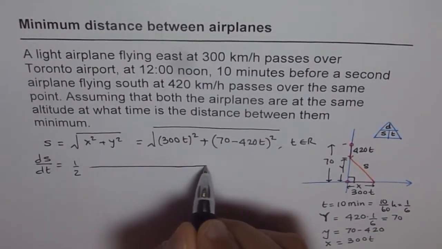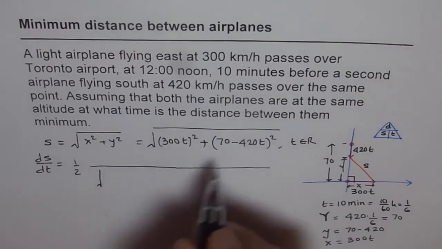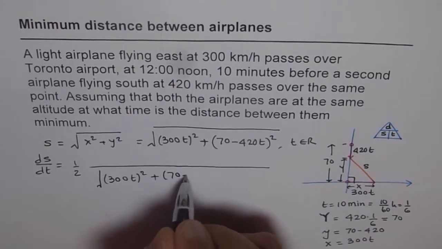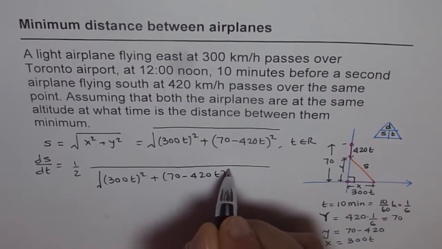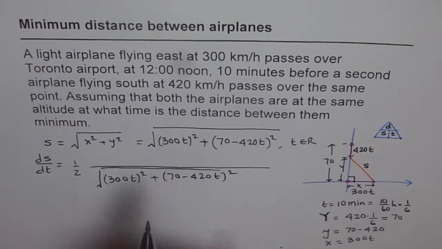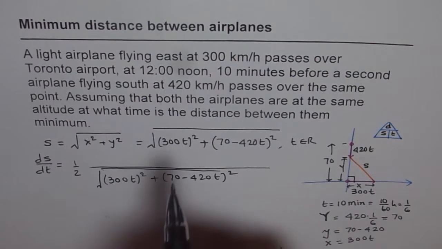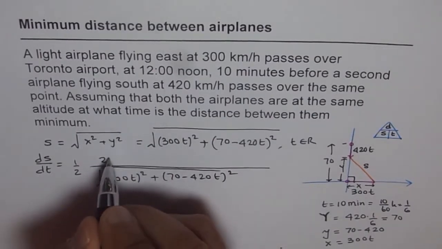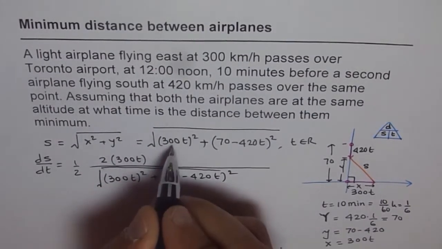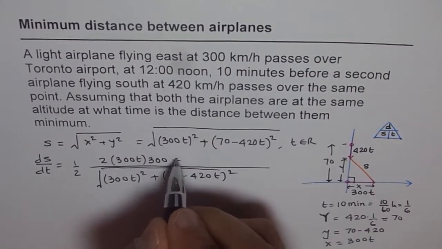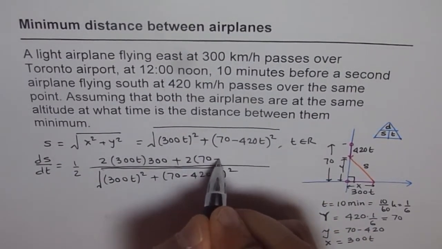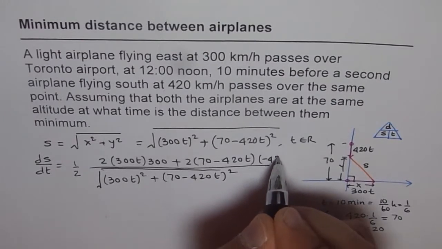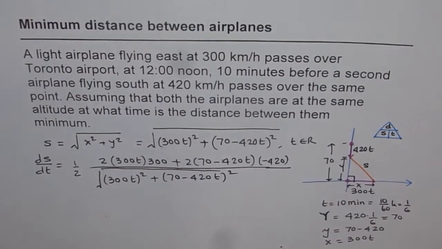So let me just draw a line here, and in the denominator I'll copy all this, which is (300t) whole square plus (70 minus 420t) whole square. And in the numerator we get the derivative of the inside function, right? So the derivative of this is 2 times 300t times the derivative of this, which is 300, correct? Plus 2 times (70 minus 420t), correct? Times the derivative of this, which is minus 420. So that is what we get.